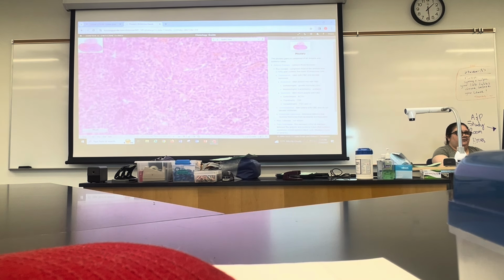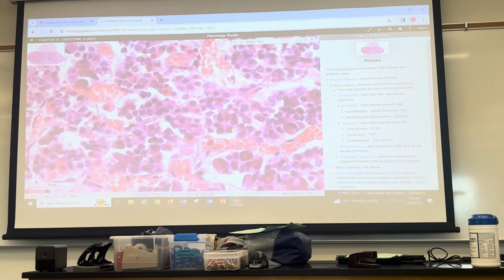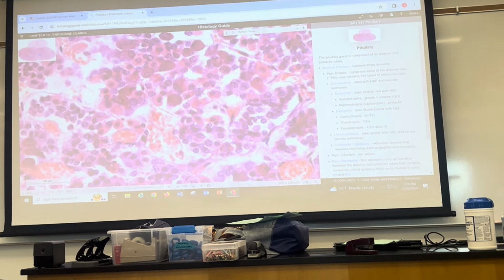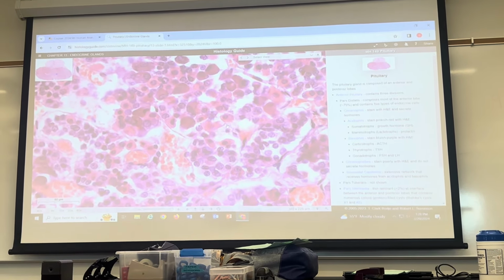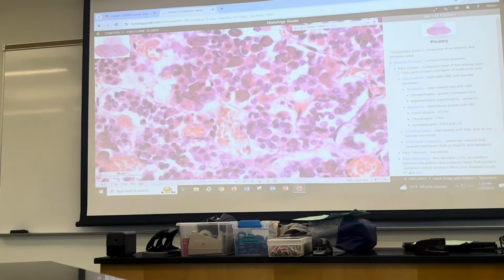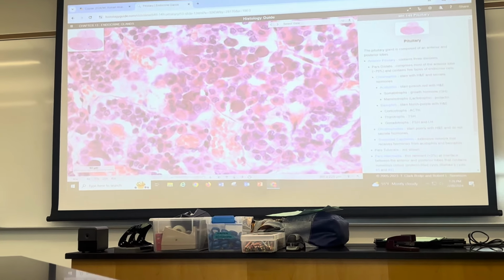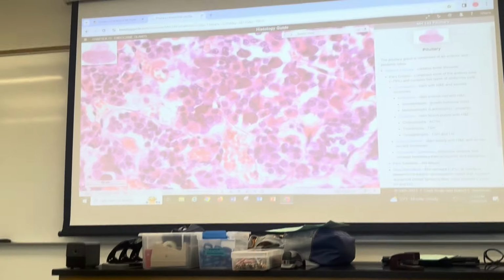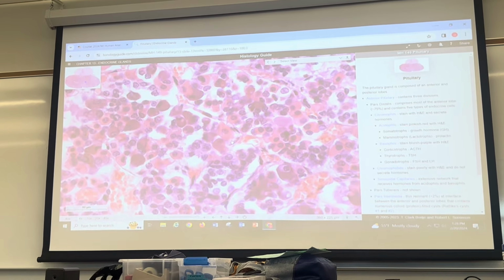And then the anterior pituitary has a bunch of different stuff. What are these ones that don't have very much stain to them called? Chromophobes. And then anything that does have stain is a chromophil. The chromophils are either purple like this, which are basophils, or kind of reddish, which are the acidophils.